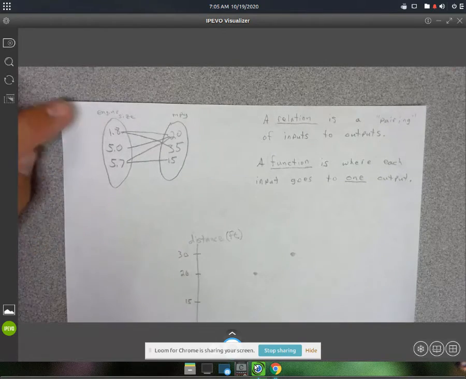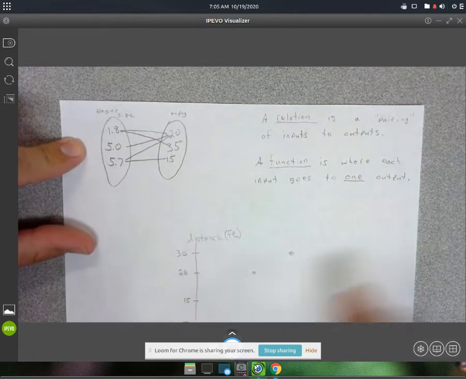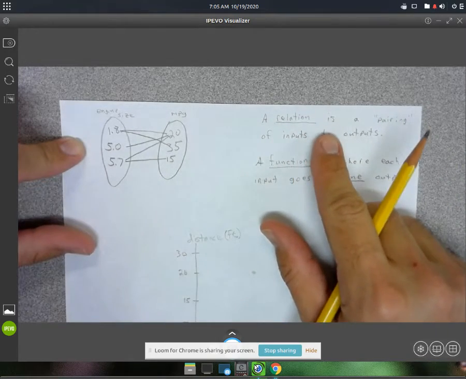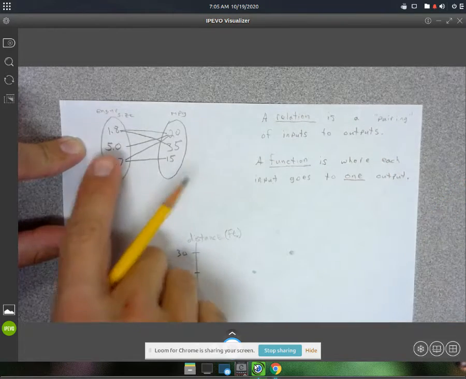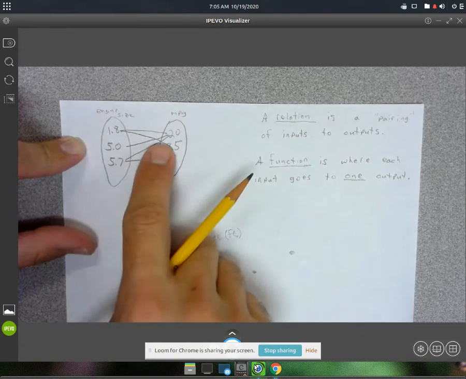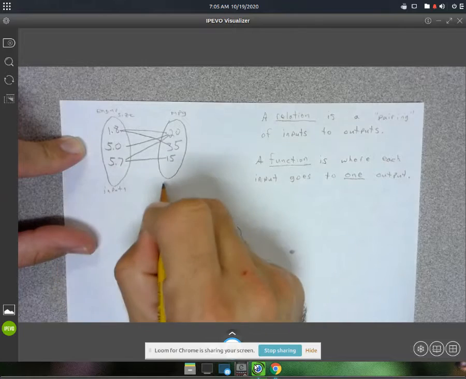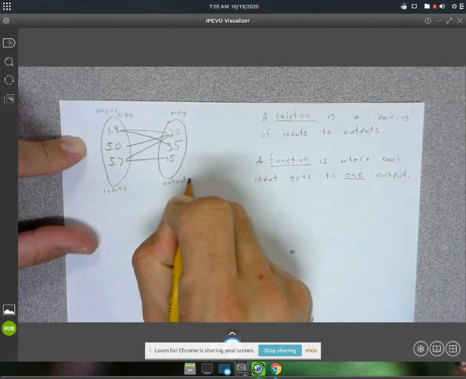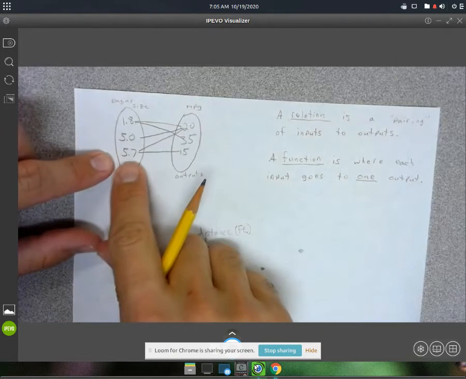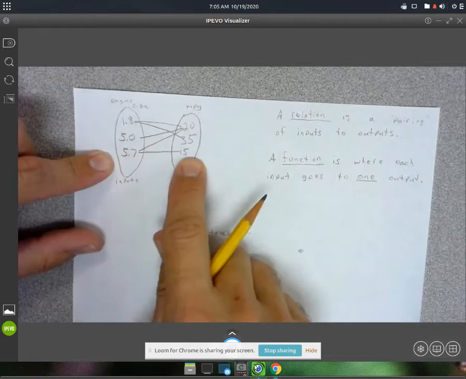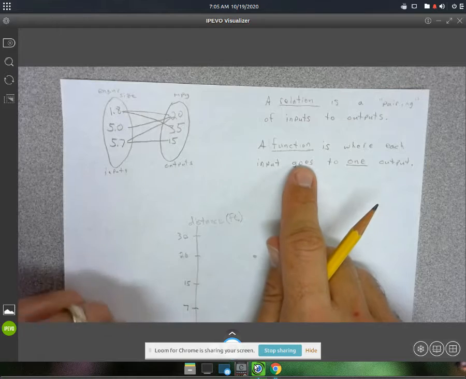So we're pairing the engine size to the miles per gallon. Now, a relation is just a pairing of inputs to outputs. Here you can see we've paired the engine size to the miles per gallon. These are my inputs, and these are my outputs. So I'm saying the 5.0 goes to the 20, the 5.7 goes to 20, and it goes to 15. Now, a function is a special relation.